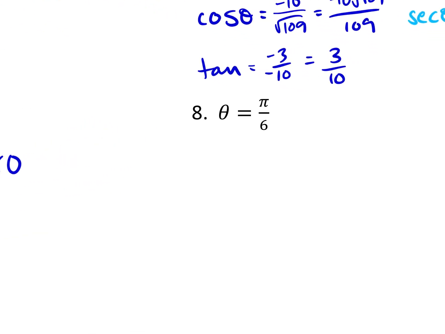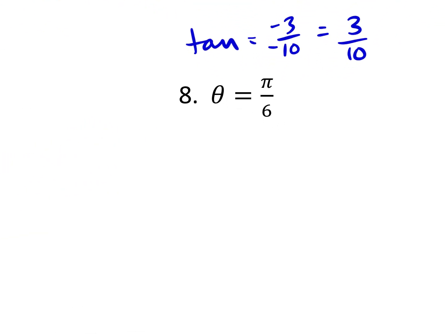For number 8, we have pi over 6. I don't know where pi over 6 is. So what can I do to figure out what quadrant pi over 6 is in? Multiply it by 180 over pi. So the pi's cancel. 6 goes into 180 30 times. So 30 degrees. What quadrant is 30 degrees in? The first.